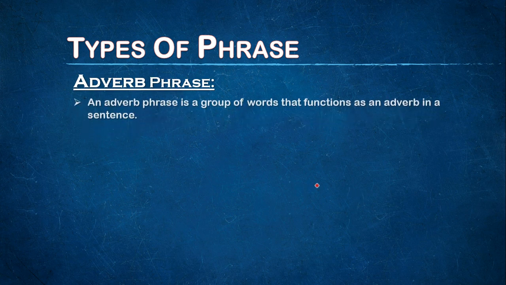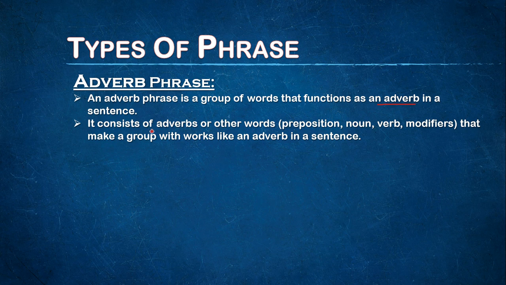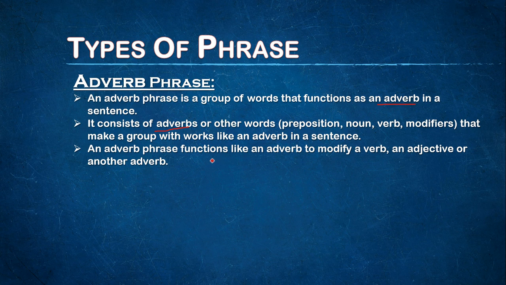Adverb phrase. An adverb phrase is a group of words that function as an adverb in a sentence. It consists of an adverb or other words, that is preposition, noun, verb, and modifier that can make a group with words like an adverb in a sentence. An adverb phrase functions like an adverb to modify a verb, an adjective, or another adverb.